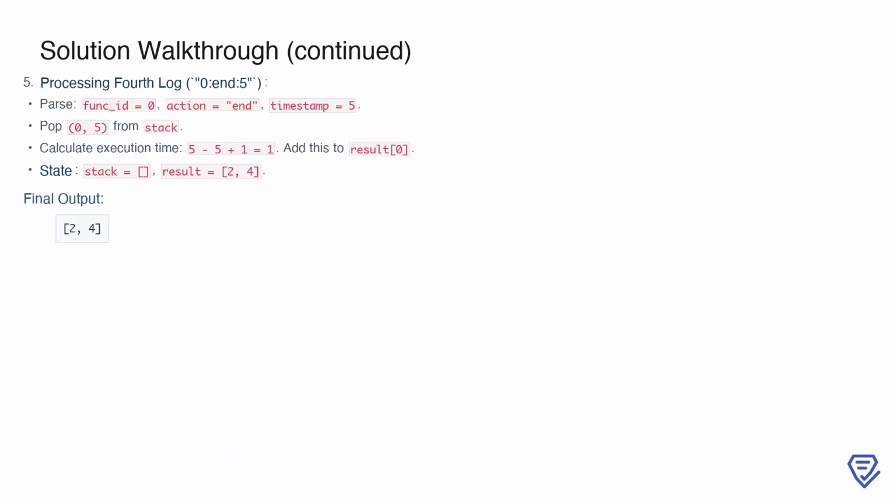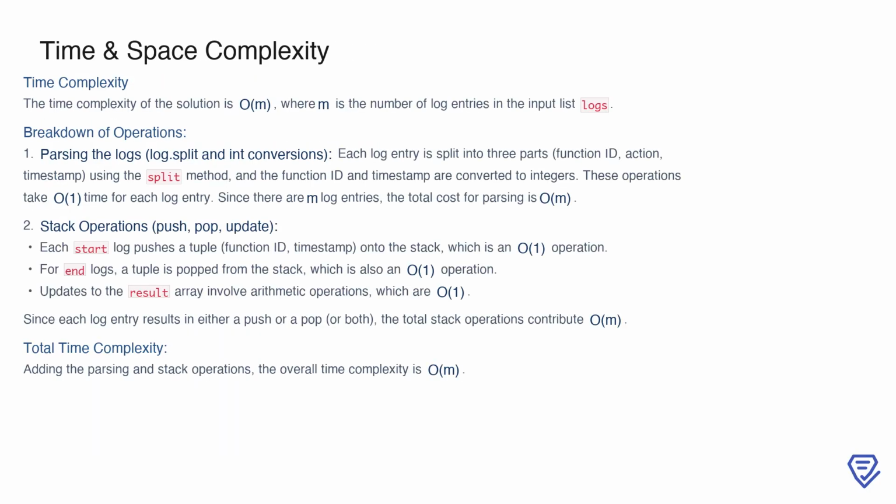Let's continue with the next part. The time complexity of our solution is determined by how we process the input logs and manage the stack operations. Parsing the logs involves splitting each entry into three components: function ID, action, and timestamp. This splitting and the subsequent conversion of function IDs and timestamps into integers are constant time operations for each log. Since there are m log entries in total, parsing contributes an overall time complexity of O(m).